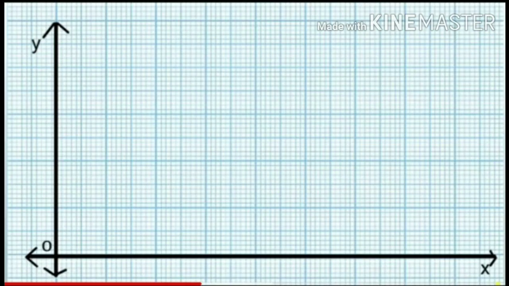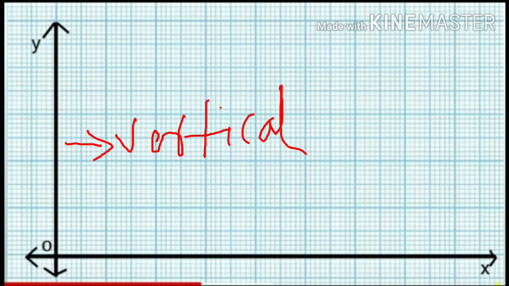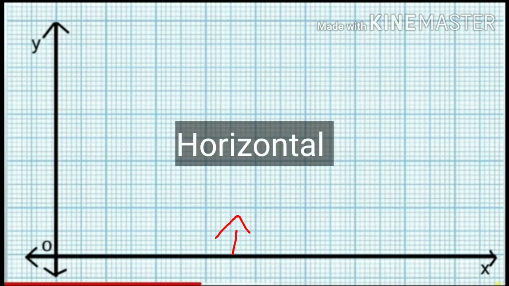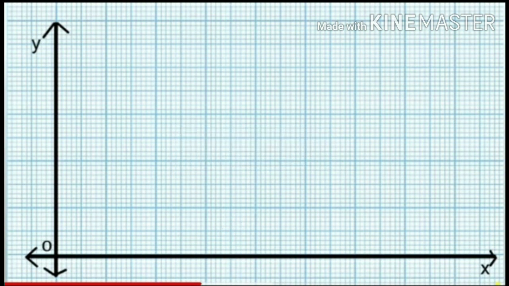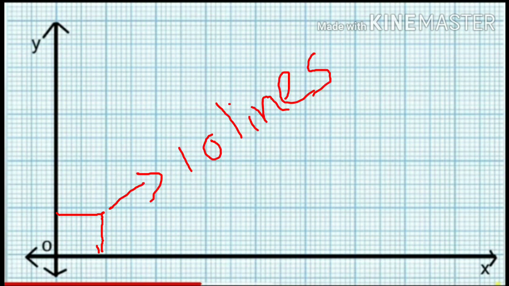This is a graph paper, children. Everyone knows very well. And children, the vertical line is known as y-axis. And children, the horizontal line is known as x-axis. Okay, children. This one box represents 1 centimeter. This 1 centimeter box contains 10 small lines.